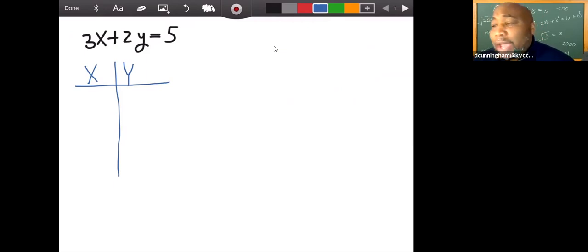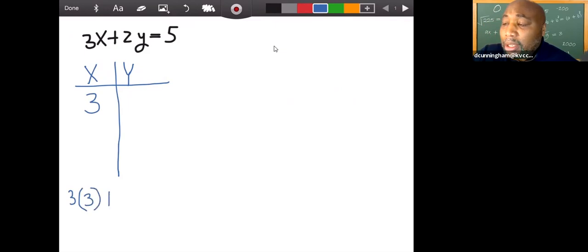And so I'm going to choose values for x. Again, you could choose whatever value you want, but in this particular problem, I want to choose values for our x. So let's say we use x is equal to 3. Let's use that. So what you're going to do, you're going to plug that 3 in for x. And I'm going to write it down here. This would be 3 times 3 in the equation plus 2 times y is equal to 5. Now 3 times 3 is 9 plus 2y is equal to 5.